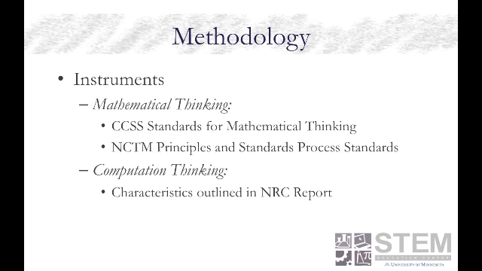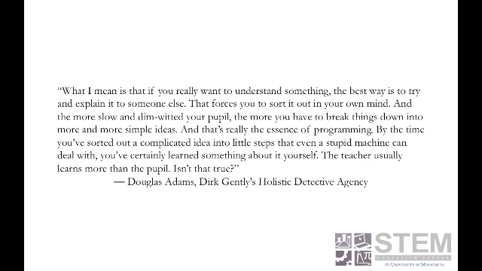So in order to code for or measure mathematical thinking and computational thinking, I need to have some sort of benchmark or definition. For mathematical thinking, I was thinking that I could use the Common Core State Standards for mathematical thinking, standards I referenced at the beginning of the presentation, and also the process standards from the NCTM principles and standards. I could code the conversations and interviews for evidence of those benchmarks. And then for computational thinking, this one's a little bit more tricky because the definition of computational thinking is so nebulous. But as a first try, I thought that the characteristics outlined in the NRC report would be a good place to start.